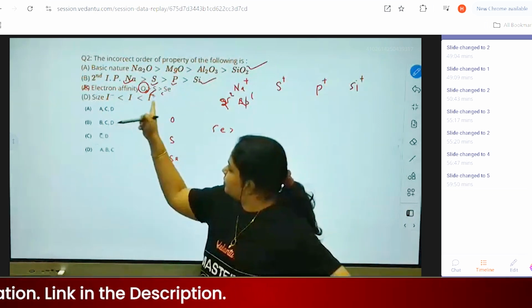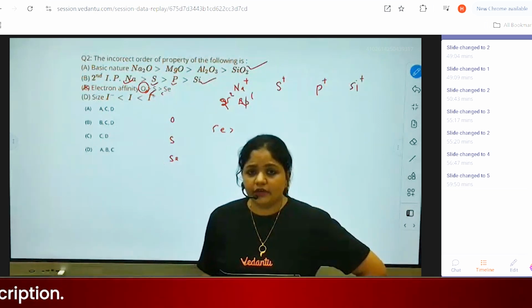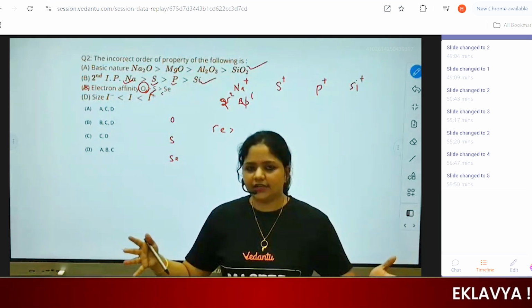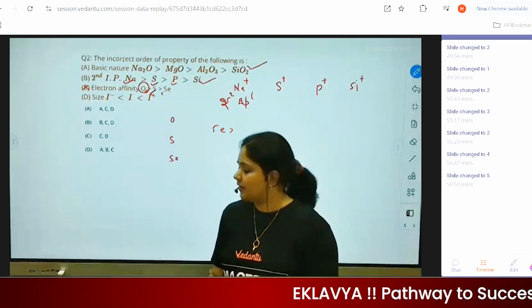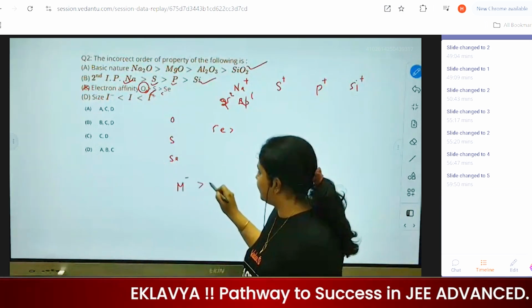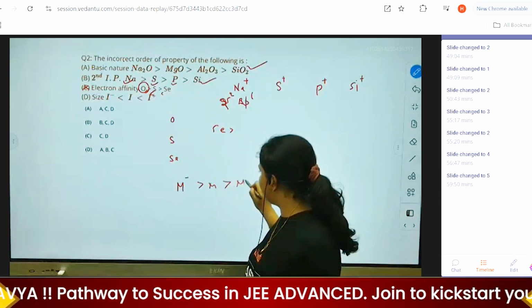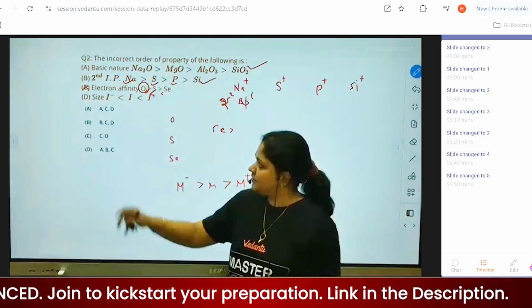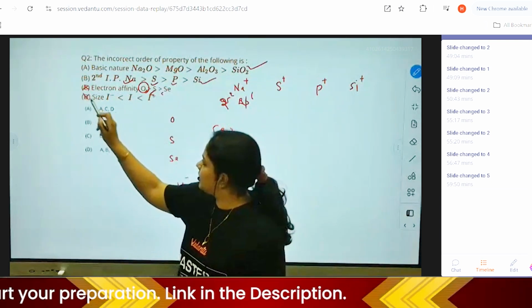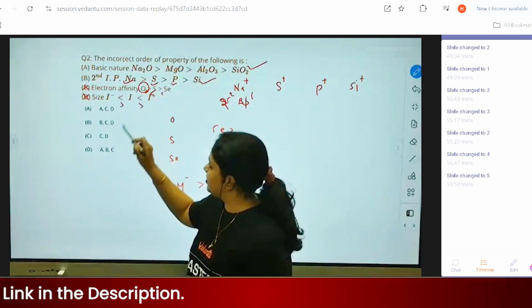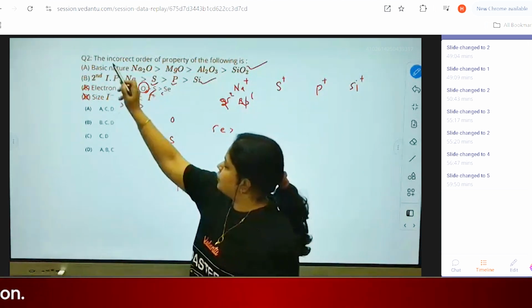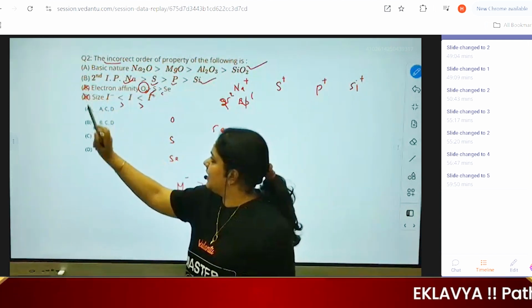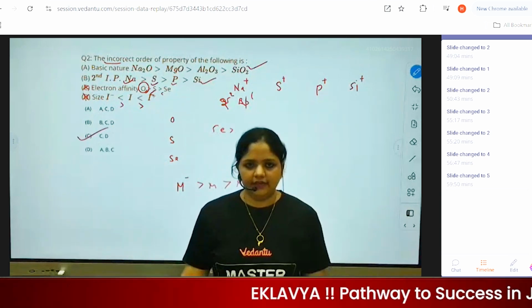Coming to the next one, as we have an anion, anionic size will be larger and cationic size should be smaller. This should be the order: M minus greater than M plus for a corresponding element. Here they have given the reverse of it, so this is also wrong. The actual order should be this greater than this than this. So if I have to choose the incorrect one, C and D, which is option C.